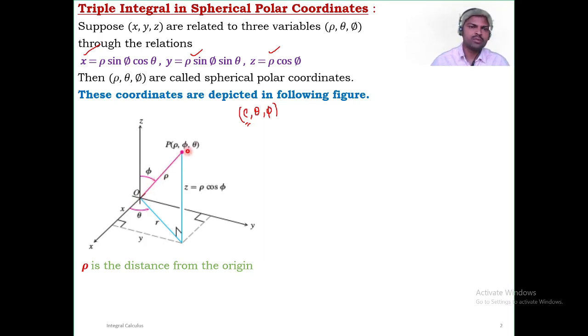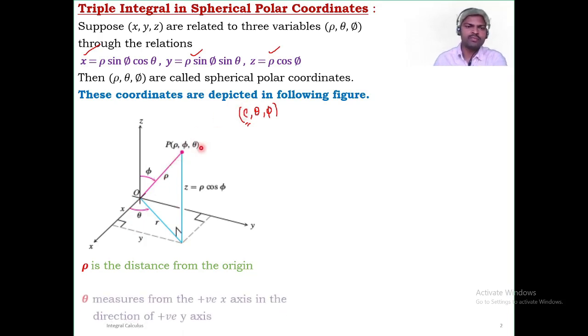Which point? The point x comma y comma z. So the distance between the origin and that point x comma y comma z, because this point is x comma y comma z. What is this point? This point is x comma y. Look at this length is x units and this length is y units. So the location of this point is x comma y, so the location of this point will be x comma y comma z. So the distance between origin and this point will be rho. That is the first variable rho.